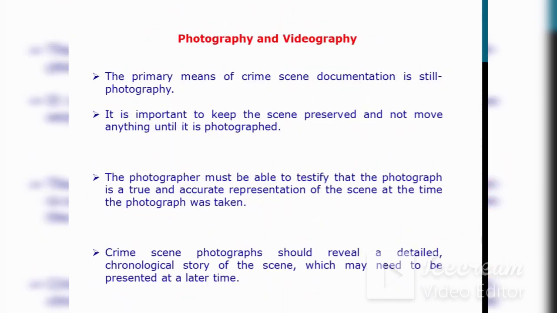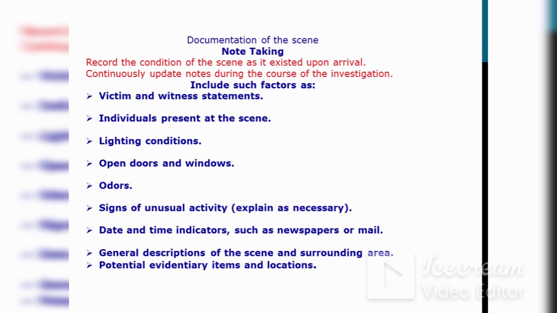Photography and videography. The primary means of crime scene documentation is still photography. It is important to keep the scene preserved and not move anything until it is photographed. The photographer must be able to testify that the photograph is a true and accurate representation of the scene at the time the photograph was taken. Crime scene photographs should reveal a detailed chronological story of the scene, which may need to be presented at a later time.